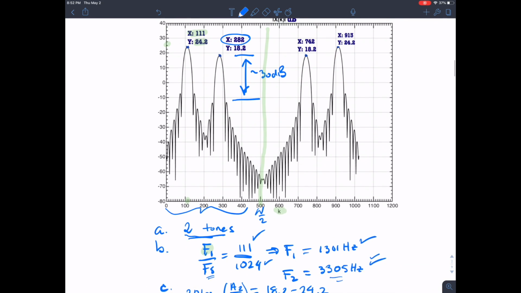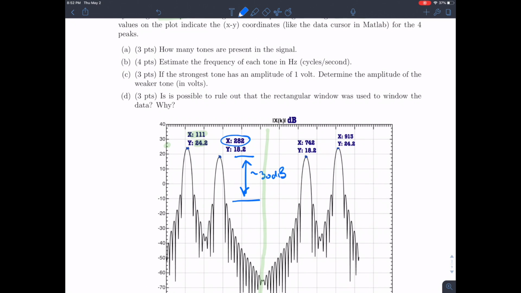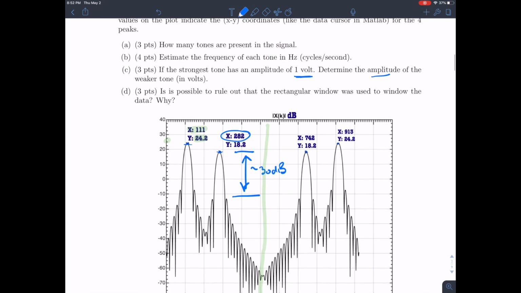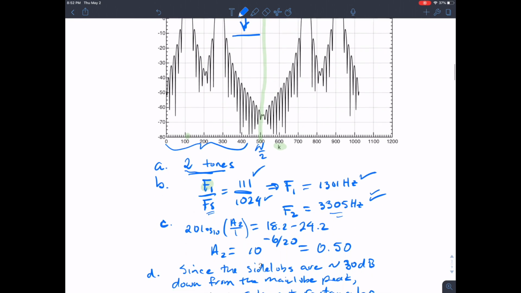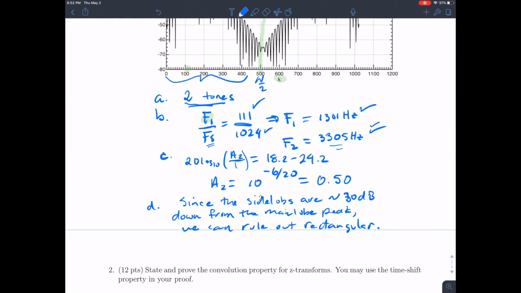Next you're asked to look at the relative amplitude difference here. If you're given that the strongest tone has a 1 volt amplitude, what is the amplitude of the weaker tone in volts? We know the way that dB works: you take the ratio. So I took the ratio of the unknown A2 divided by what's known. We know that's 1 volt. Had that been 2 volts, a 2 would have gone there instead of a 1. Then we just use the definition of dB. We know the difference between the peaks.